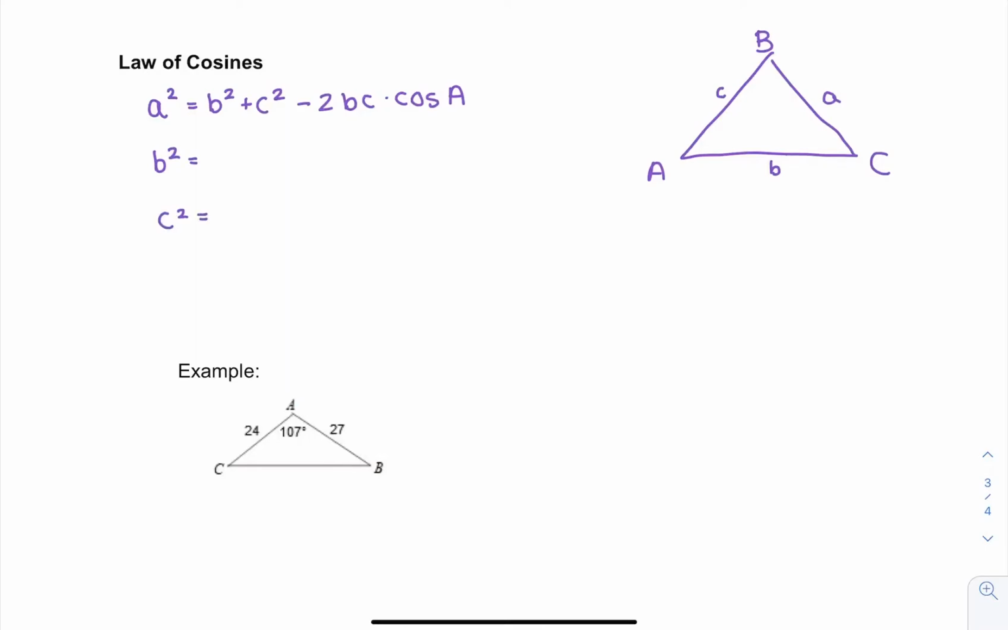So for B squared, we have A squared plus C squared minus 2AC times cosine of B. And for C squared, we have C squared is A squared plus B squared minus 2AB times cosine of C. You might be realizing that this is pretty similar to the Pythagorean theorem. And it is, and if this is a right triangle, then this turns to 0, so we get C squared equals A squared plus B squared.